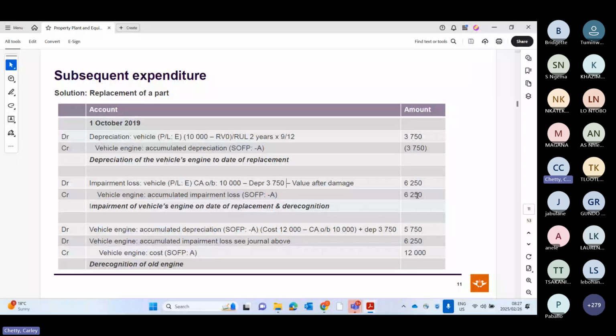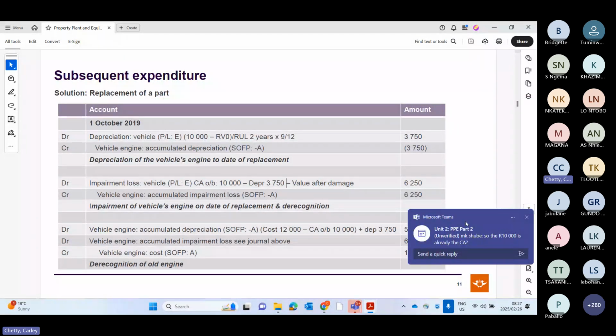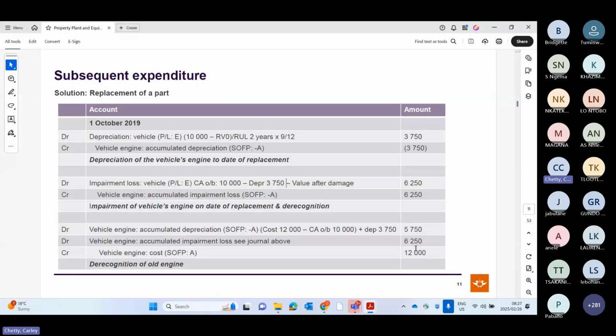Now we need to de-recognize the old engine. So still in our books, even though we've impaired the asset, we need to remove the cost of the engine that would have been recorded, and we need to also reverse the accumulated depreciation and impairment losses. Okay. So let's have a look at this last journal, and then I'll have a look at some of the questions. So now we're going to de-recognize the old engine. So when we bought the engine, we would have debited vehicle engine cost. Now we need to credit vehicle engine cost. We're removing that cost from our accounting records.